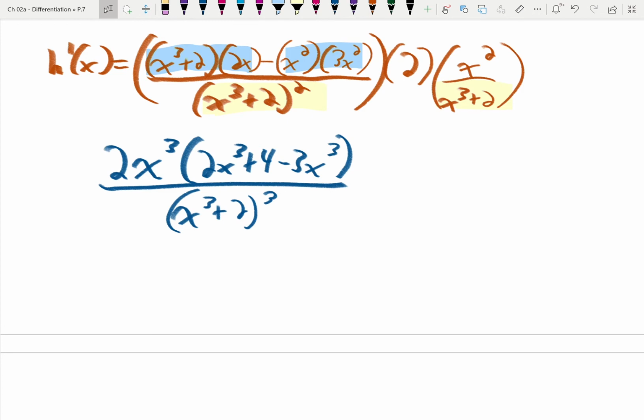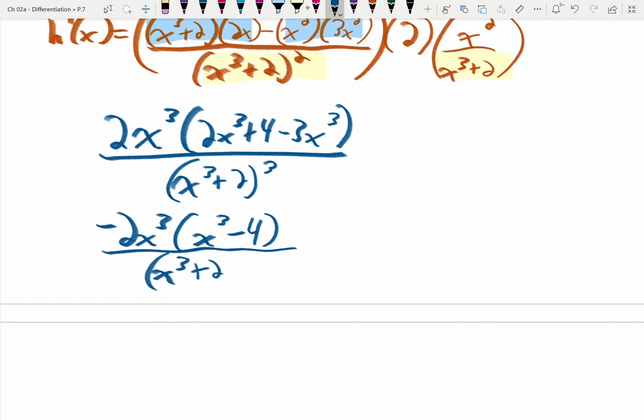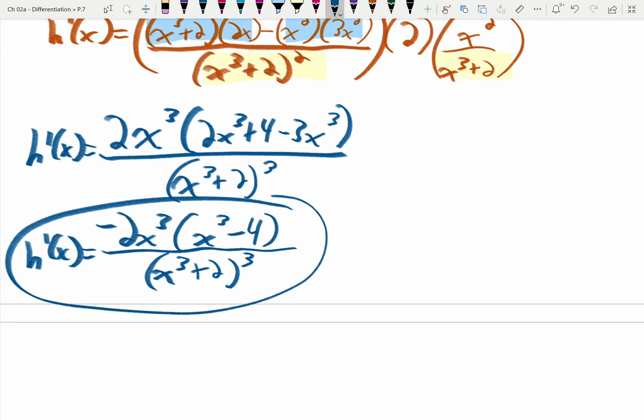Almost there. As I have the 2x cubed minus 3x cubed, I'm just going to subtract them and get a negative x cubed, which, of course, you know me, I'm going to factor the negative out completely and make it a negative 2x cubed to give me positive x cubed minus 4 over x cubed plus 2 cubed. Still have h prime of x at each step. I prefer to keep that there. And that's done. That's about as factored as that can go.